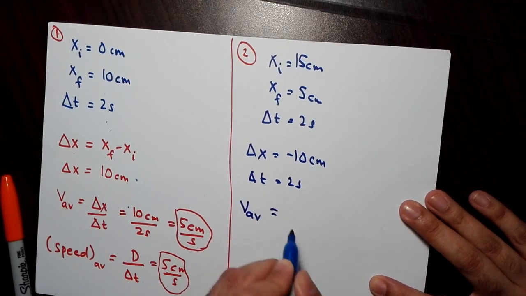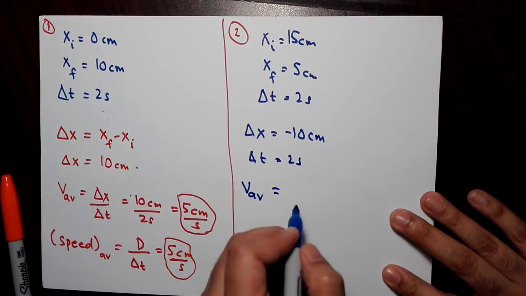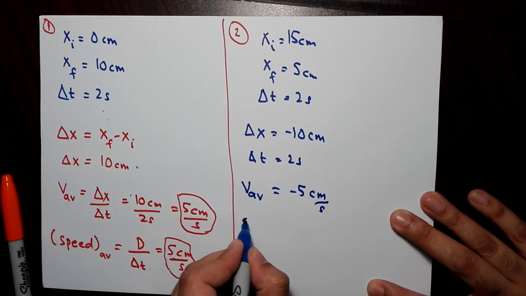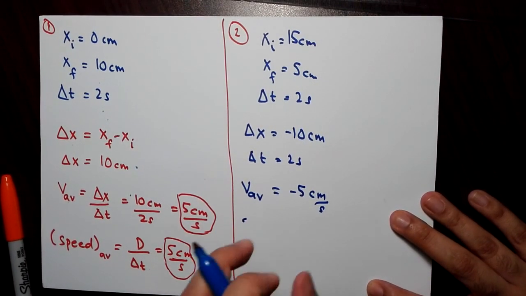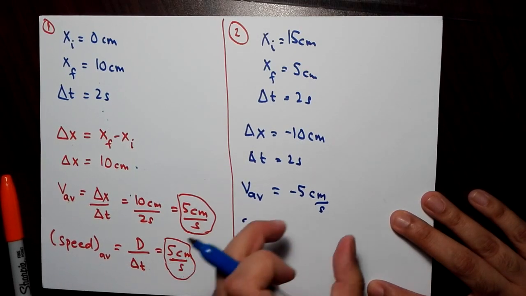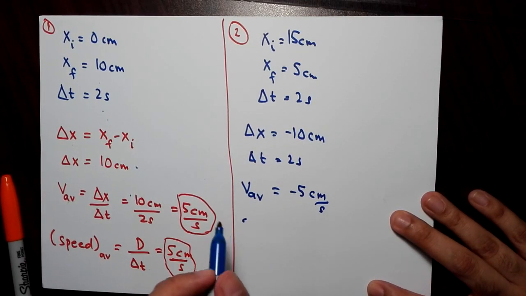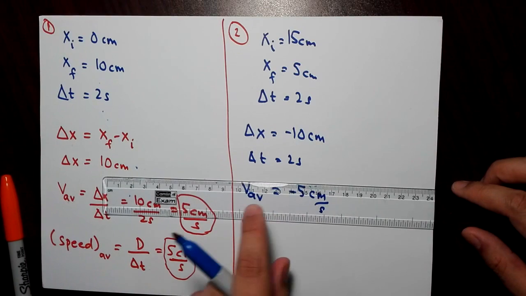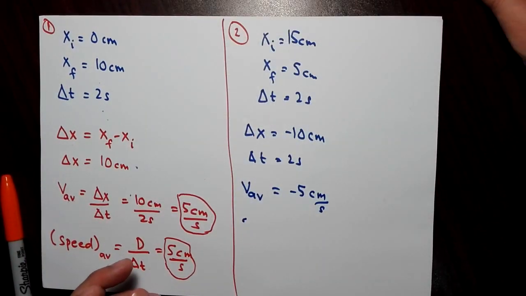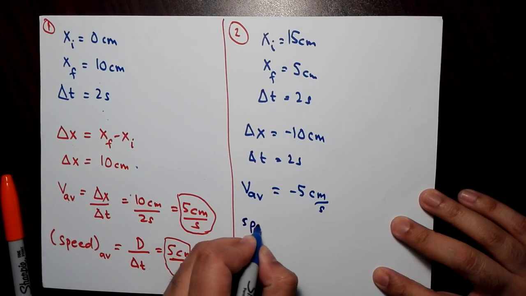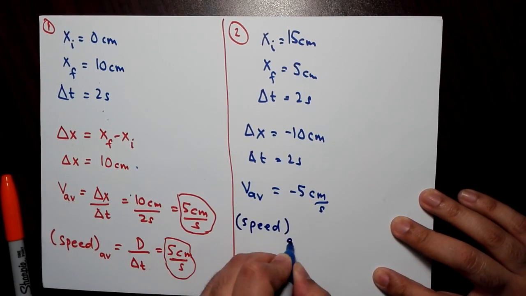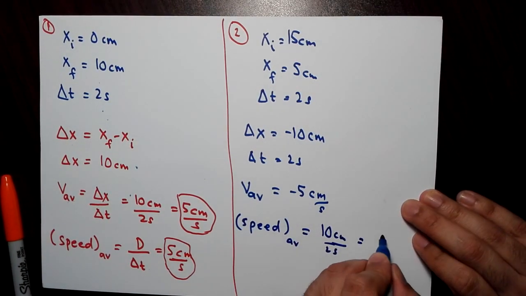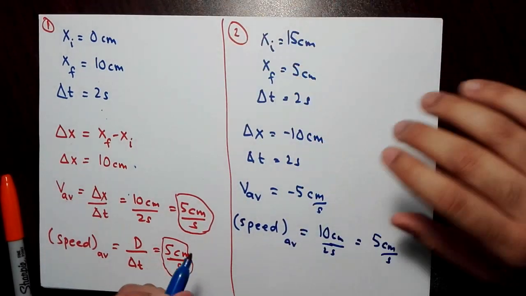So average velocity is negative 5 centimeters per second. So it's delta x divided by delta t. And average speed is going to be just the magnitude of this. Let's just calculate. It's just total distance. Total distance is also 10 centimeters. So in this case, it's just easy. It's just 10 divided by 2. So speed is total distance divided by time. So it's 10 centimeters by 2 seconds. So you get 5 centimeters per second. So you just got rid of the sign in this case.